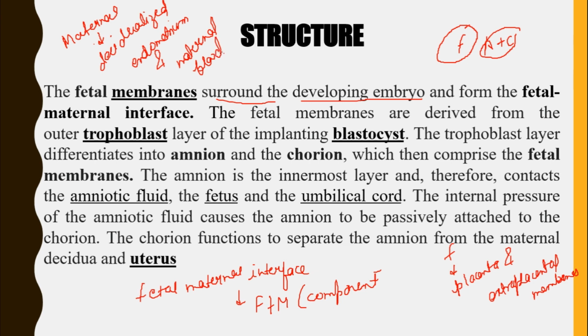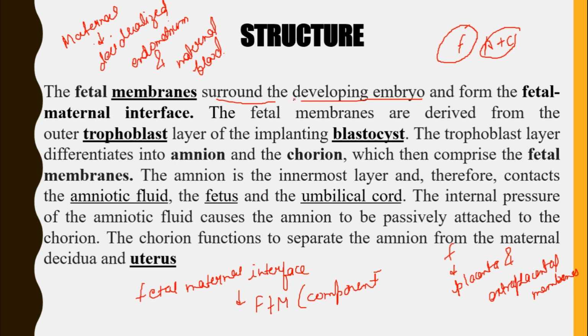Okay, so the fetal membrane surrounds the developing embryo and forms a fetal maternal interface. And what is the fetal maternal interface? It consists of components of both the fetus and the mother. On the fetal side, it consists of placenta and extraplacental membrane, and the maternal component consists of decidualized endometrium and maternal blood.